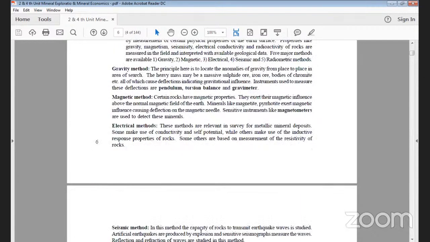In the gravity method, the principle is to locate anomalies. The gravity may differ from place to place, and the area also we have to search. The heavy mass may be massive sulfide ores, or the ore body of a chromite, etc. From all these causes, the deflections indicate the gravitational influence. The instruments used to measure the deflections are the pendulum, torsion balance, and the gravimeter.